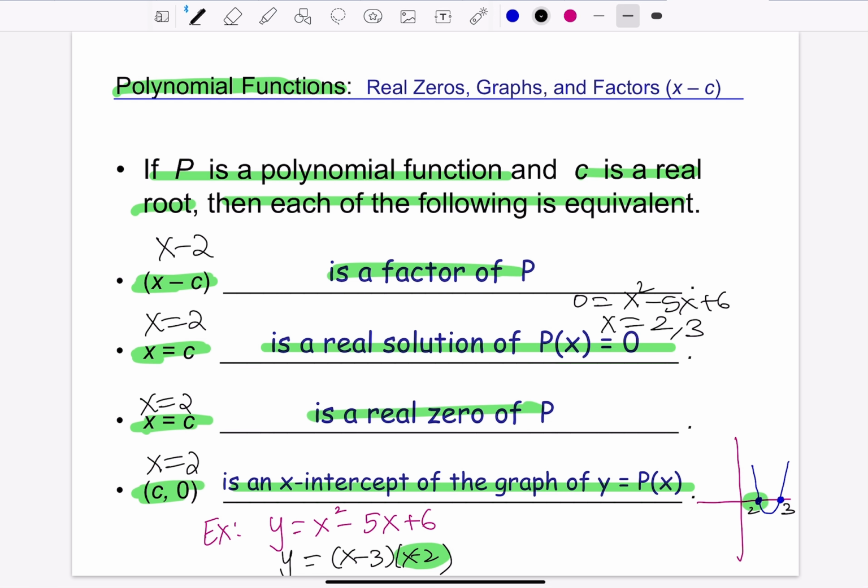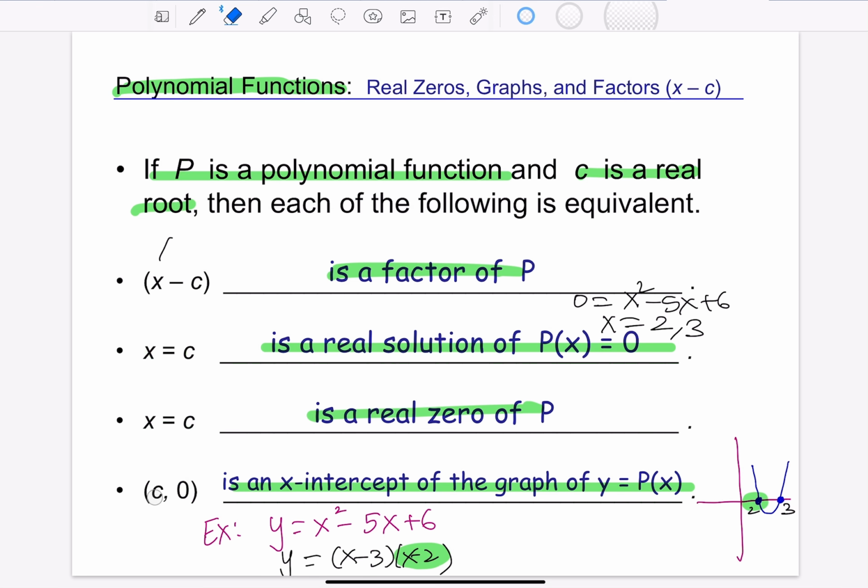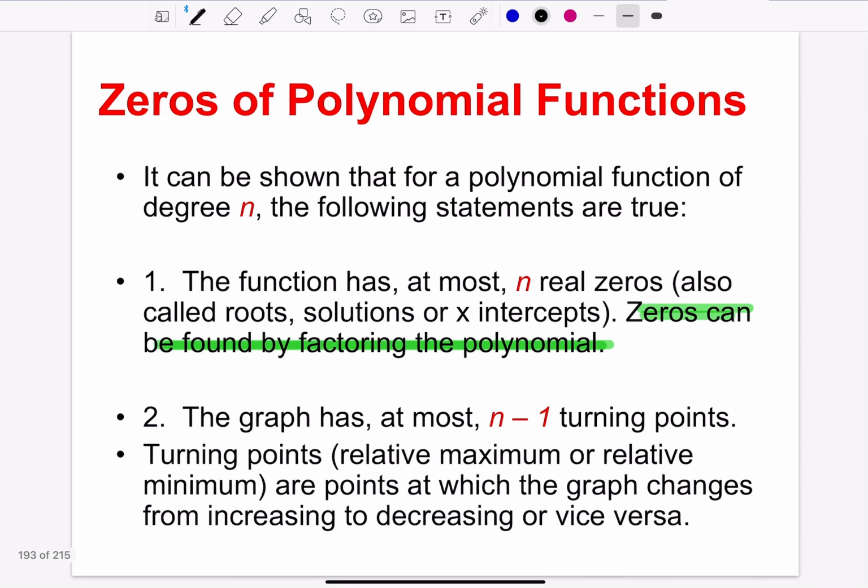If x minus c is a factor, then, again, if x minus c is a factor, then x equals c is a real solution of the equation, x equals c is a 0 of the polynomial, and x equals c will be the x-intercept of the graph as well. We can write it in the coordinate pair form as well.